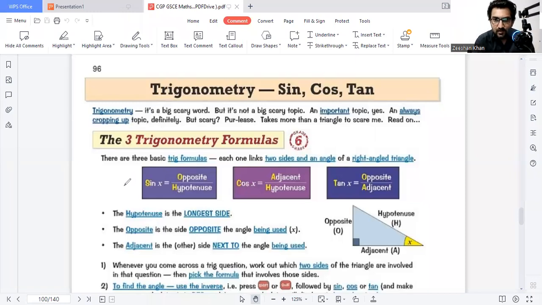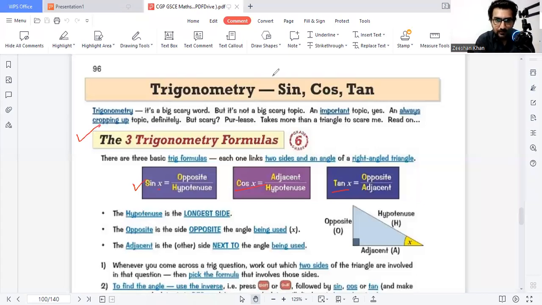So in trigonometry, there are three formulas. You can see the three trigonometry formulas: sine x, you can write sine theta as well here, cos x, and tangent x. Now sine x is equal to opposite by hypotenuse.